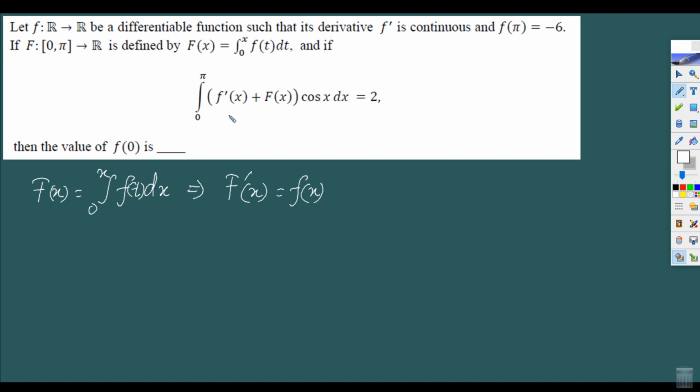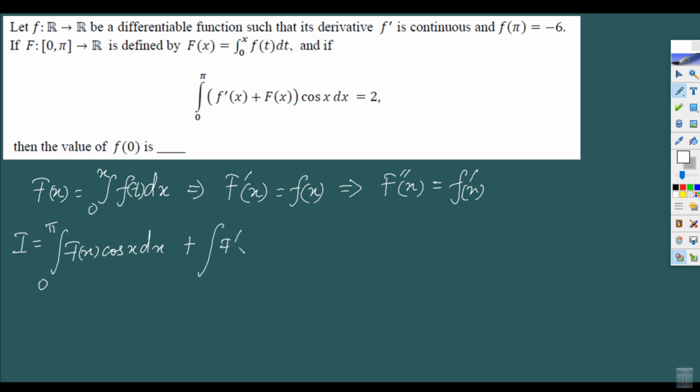Now if we look at the integration, this involves f dash x and capital F of x. I do not have f dash x, so I would differentiate it further and I will get f double dash x is equal to f dash x. Now if I look at my integral, let us call it I. So this is the integral from 0 to pi. I split it into two integrals: f of x cos x dx, plus I'll use f dash x as f double dash x, cos x dx from 0 to pi.